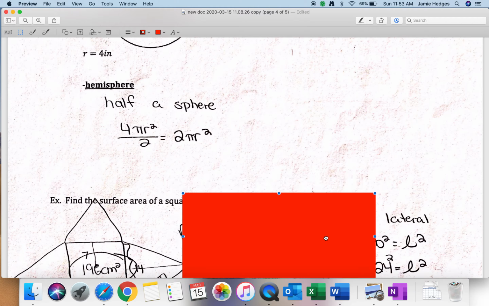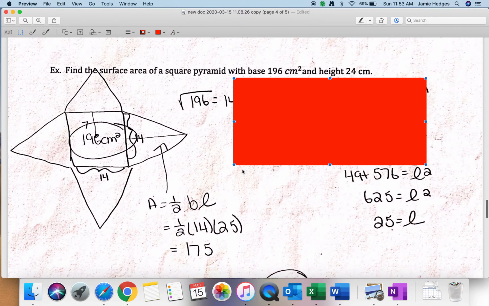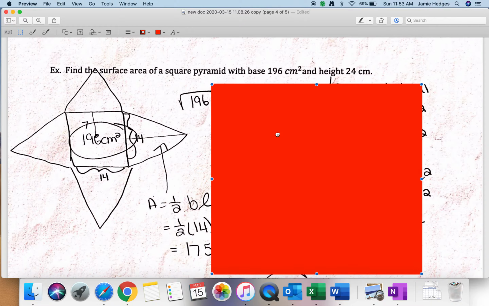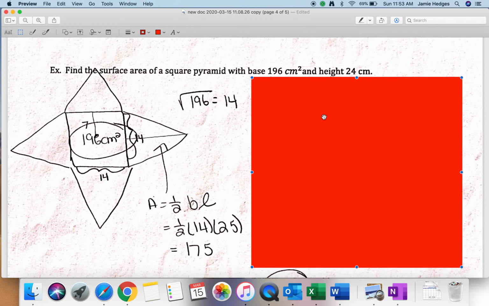Now on to a tricky problem. I think this one's tricky because we don't have a picture that goes with it. So I find that tricky. So we want to find the surface area of a square pyramid. They give us the area of the base, and then the height. So I drew a picture. You do not have to draw a picture. That's not required, but for some people that does help.